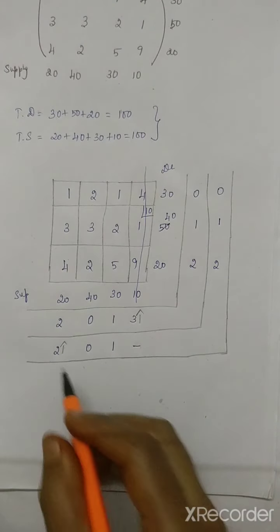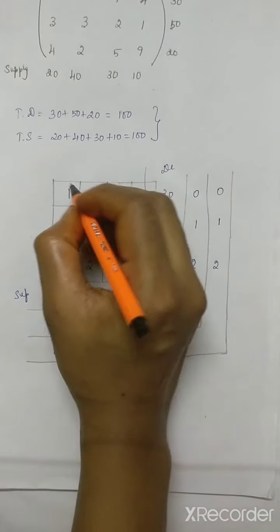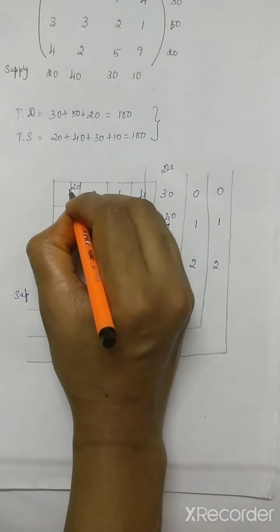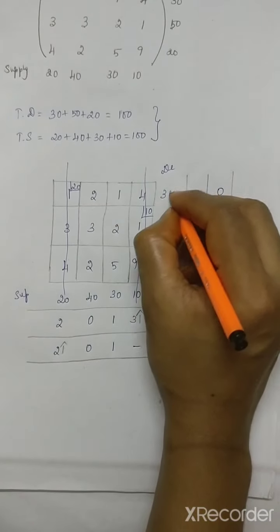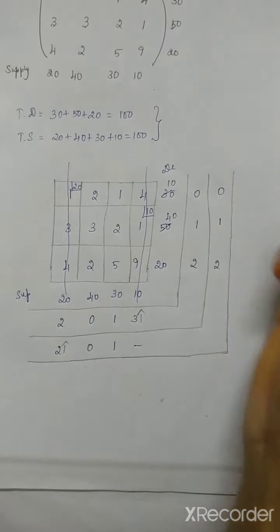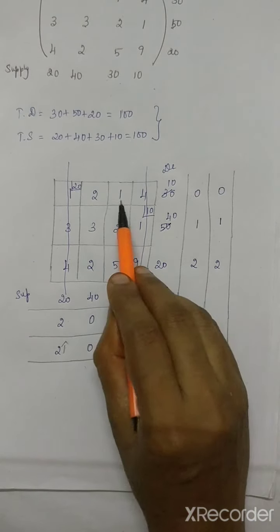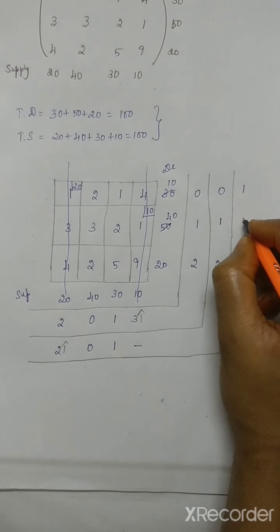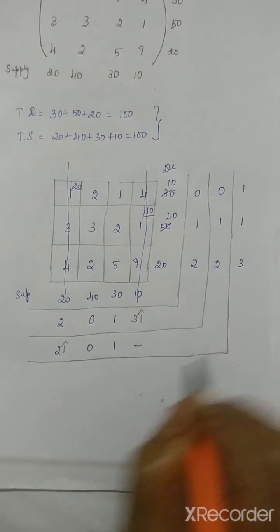For the first column the smallest element is 1. Comparing demand value and supply value, the smallest value is 20. So again you have to cancel this column. This will be reduced to 10. Again we have to come to the penalty value. 2 and 1, 1. 3 and 2, difference 1. 2 and 5, the difference is 3.